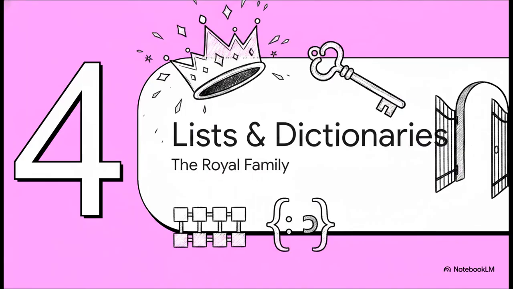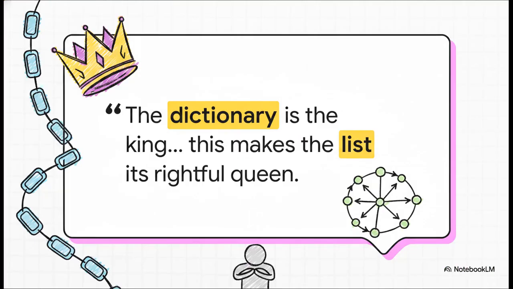Section 4. The Royal Family. Lists and Dictionaries. We've arrived at the absolute core of our explainer, the highly versatile royal family. Literally everything you do involves managing data, so mastering these two structures is essentially your key to the kingdom.